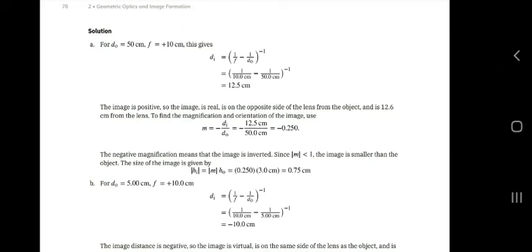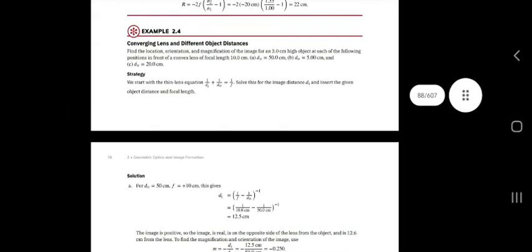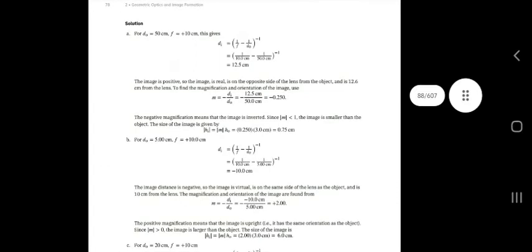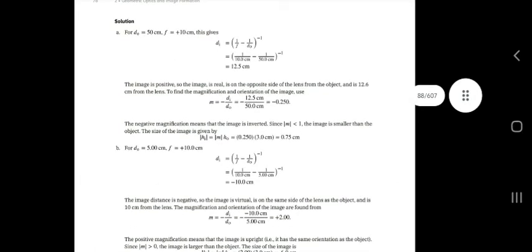The height of the object is 3 cm, as stated earlier as a given. So 0.250 times 3 cm equals 0.75 cm. So let's proceed to letter B.